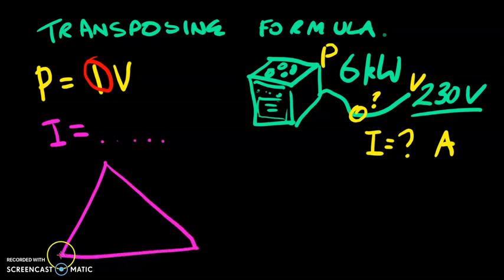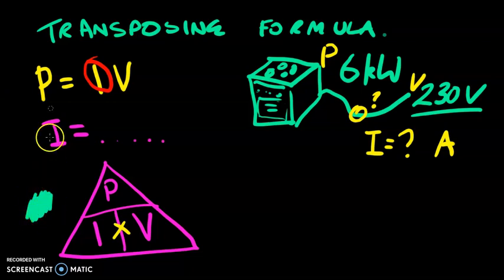Our triangle method is where we draw a triangle like so. In the top section of the triangle, we write our subject, which is P. And then in the bottom, we write our factors, the things we are multiplying together, I and V. I'm going to add a little multiply sign in there just to show that I and V are multiplied. Now, the idea is you cover up the bit that you want to find out. So, for instance, let's make a little blob there. We cover up the bit we want to find out.